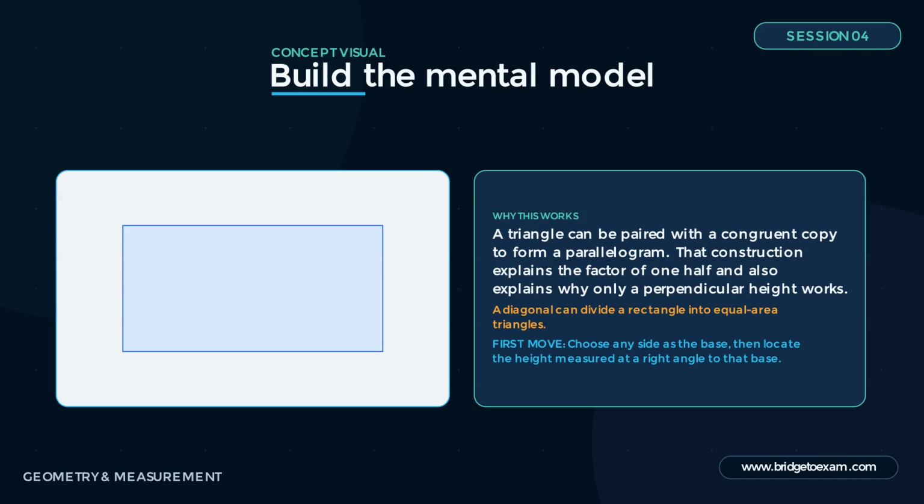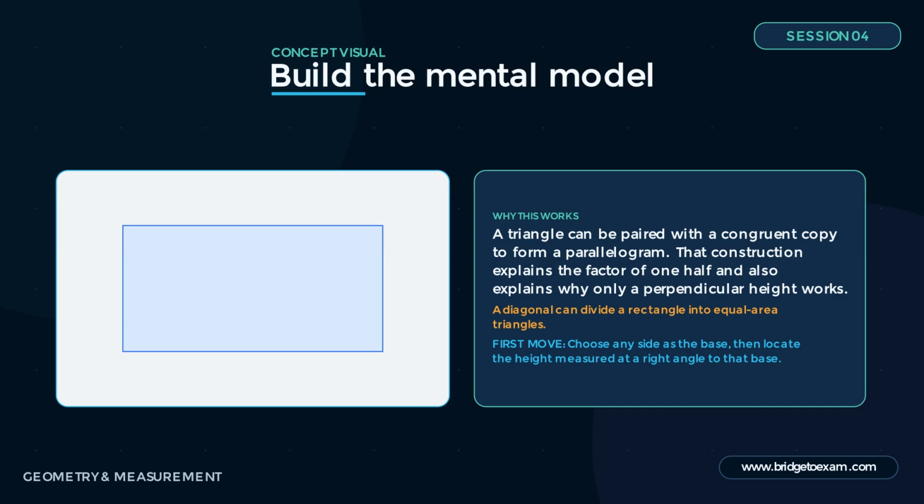Here's the central reasoning. A triangular banner with base 14 in and perpendicular height 9 in uses 1 divided by 2, times 14, times 9, equals 63 in squared of material. A slanted side marked 10 in does not replace the height unless it is perpendicular to the chosen base.